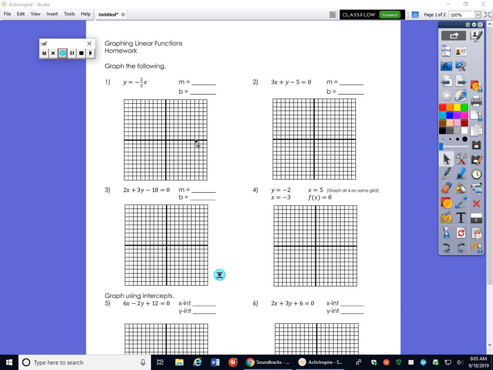Okay, so today we reviewed how to graph a linear function. So we're going to graph using standard form, we're going to graph using slope-intercept form, we're going to graph using intercepts, and we're going to graph some horizontal and vertical lines. Number one, we're going to find the slope, which is negative 2/3.